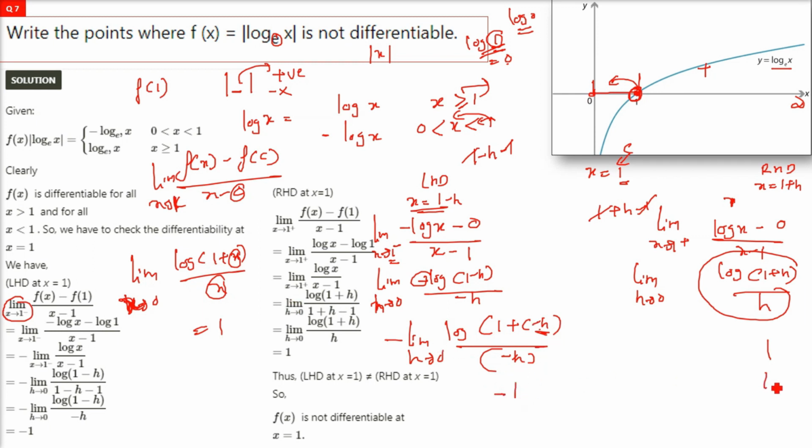Negative 1 and 1, they are not matching. That is, the left hand derivative and right hand derivative are not equal. That means f(x) is not differentiable at x equals 1 because of the dissimilarity of the left hand derivative and right hand derivative.